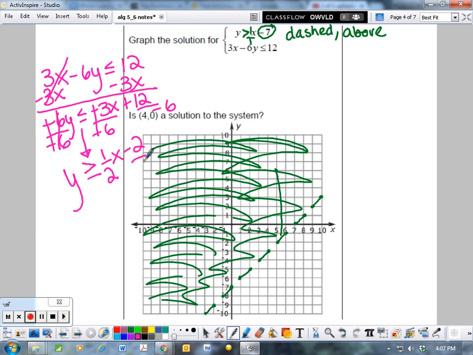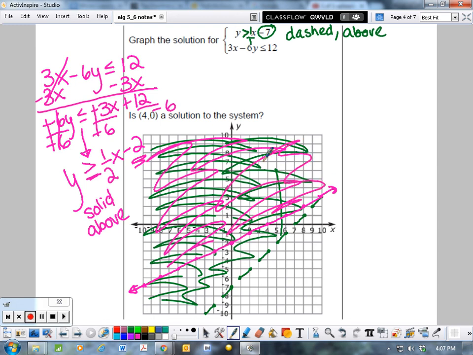So in my graph, I'm going to start at that negative 2 on the y-axis, and I'm going to go up 1, right 2, or down 1, left 2. And so now I have to look at my symbol. So I have the line underneath, which means it's going to be a solid line. I'm going to draw a solid line. And then my symbol flipped around, so now I'm shading above the line. So everything above the line is shaded.